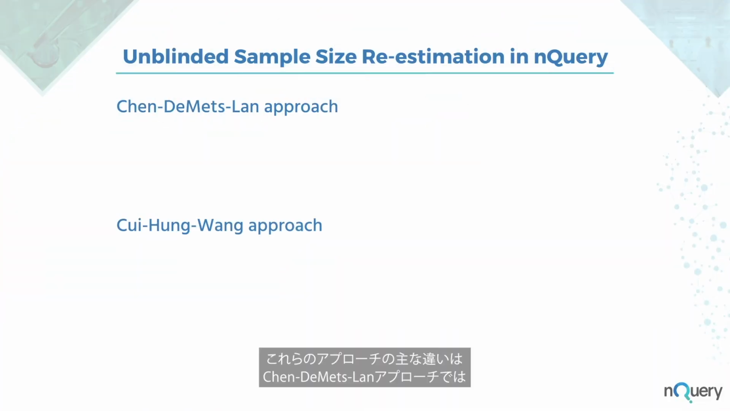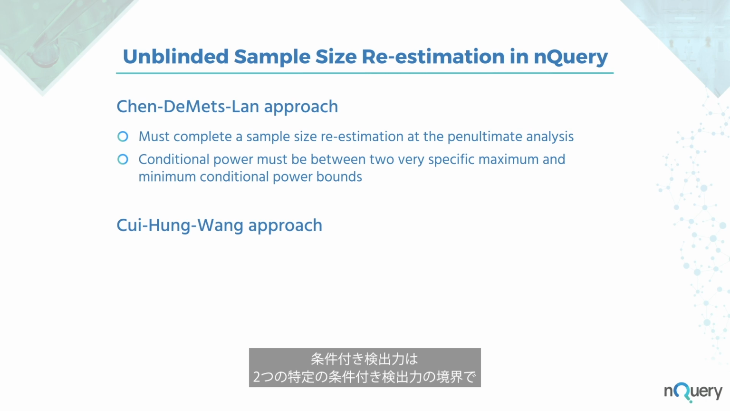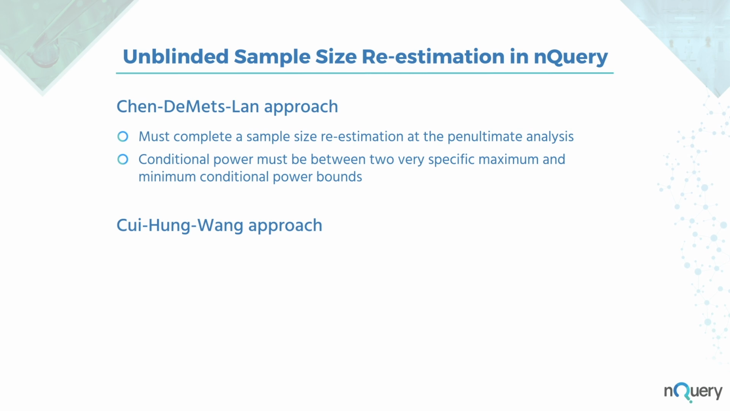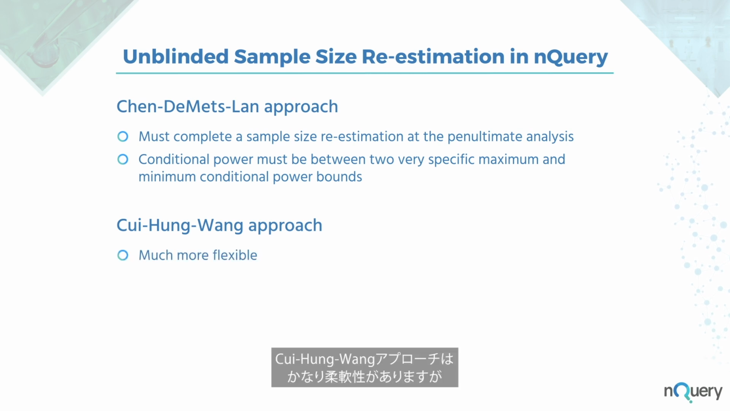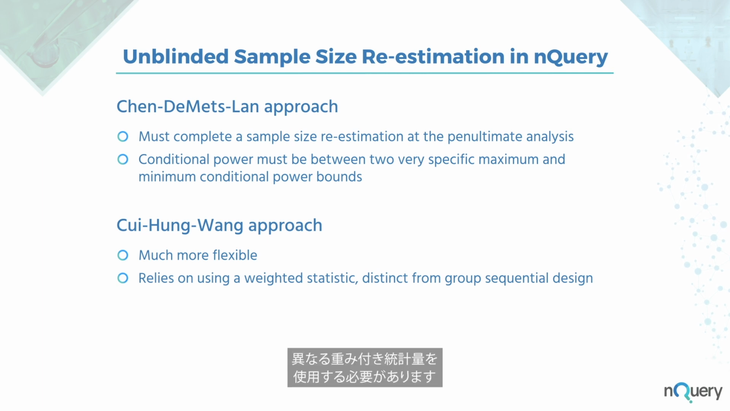The main difference between these approaches is that the Chen, DeMets and Lan approach must do a sample size re-estimation at the penultimate analysis, and the conditional power must be between 2 very specific maximum and minimum conditional power bands. Whereas the Cui, Hung and Wang approach is much more flexible, but relies on using a weighted statistic that is distinct from that which would be used for a group sequential design.